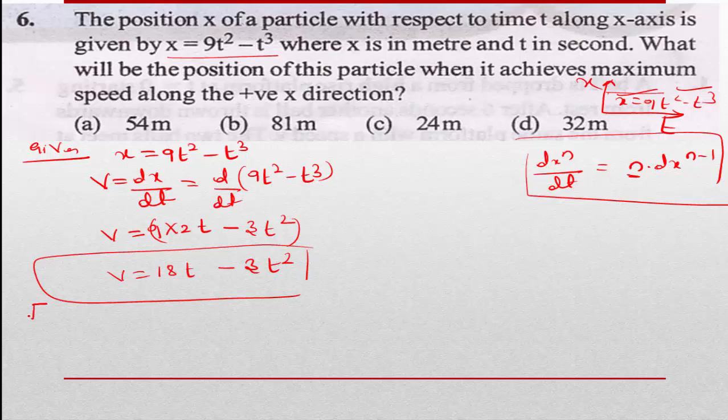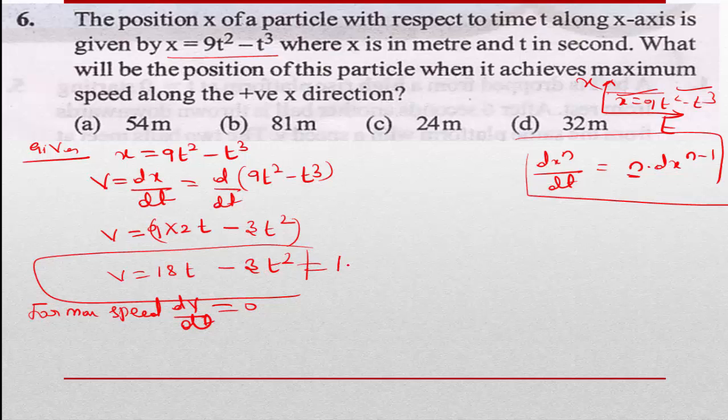But for the maximum speed, dv divided by dt, what will be the position of the particle when it achieves the maximum speed? When it achieves the maximum speed, the acceleration of the particle is 0 at the highest point. It achieves the maximum speed along the positive x direction. v equal to 18 into t minus 3 into t square.